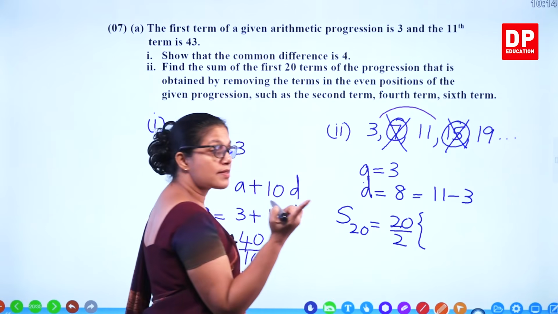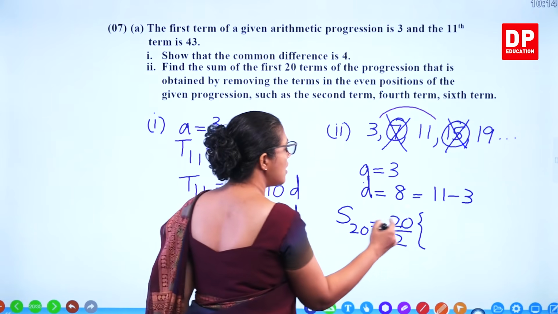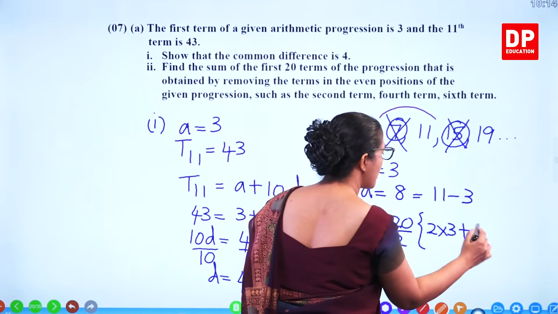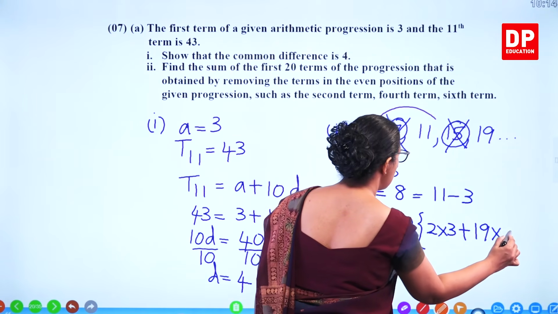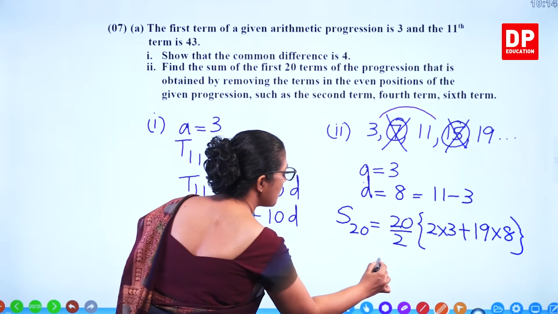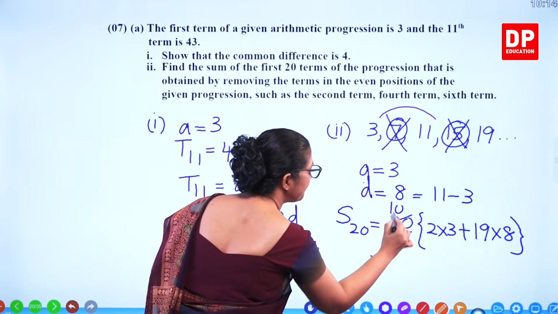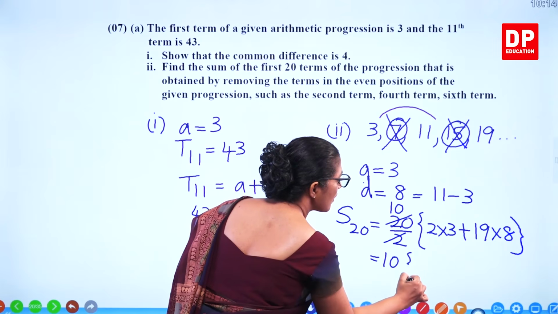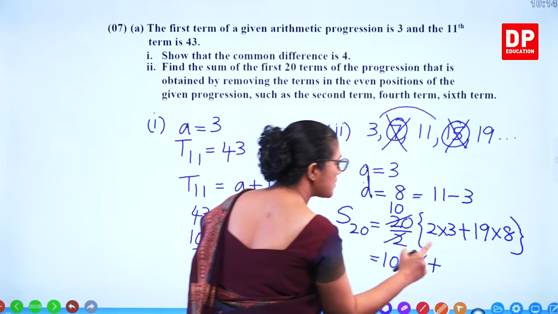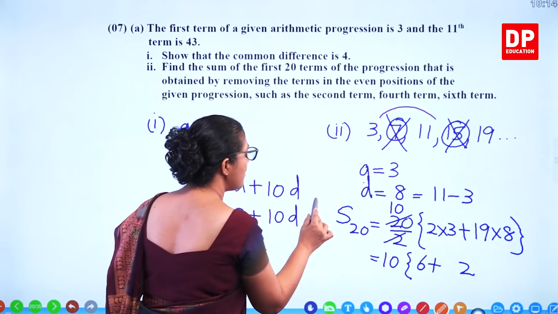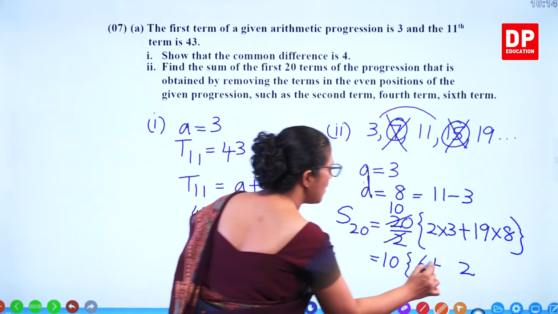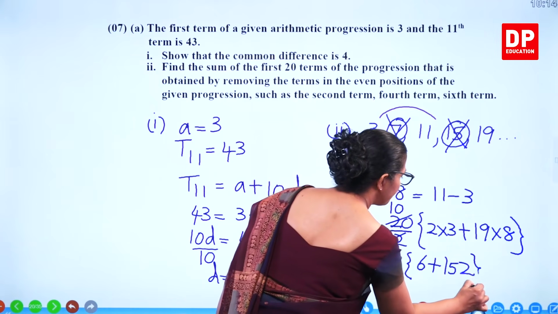We don't know the last term, so it's easy to use 2a plus n minus 1, that's 19 into d. d is 8. Now simplify. Here you get 10. 3 times 2, 6. 90 times 8. 8 times 9, 72. 7 remaining. 8 times 1, 8 plus 7, 15.